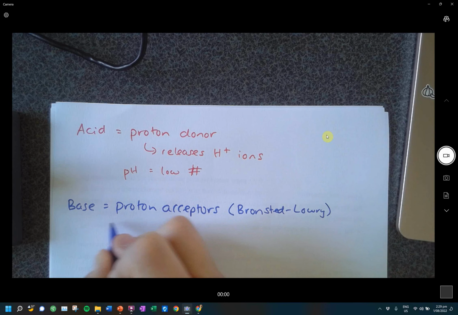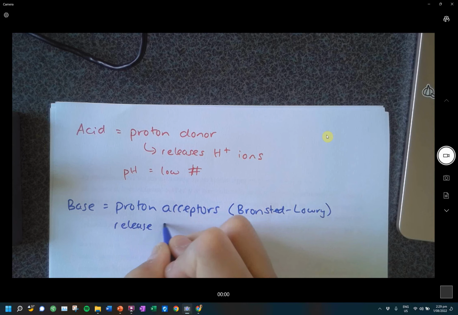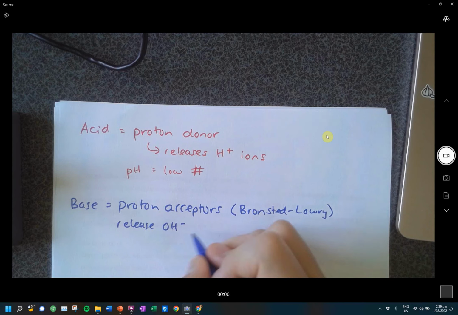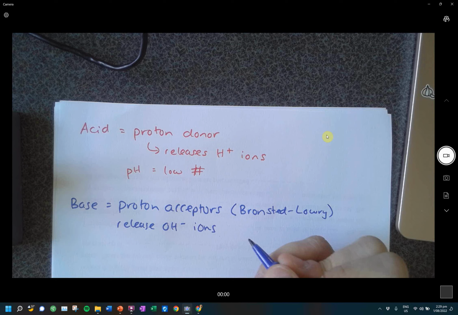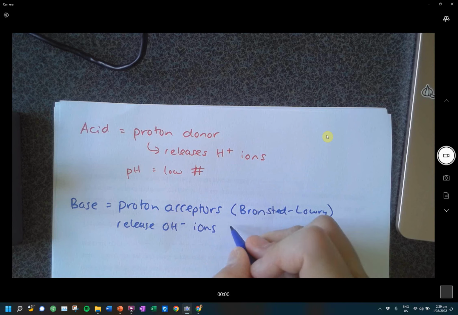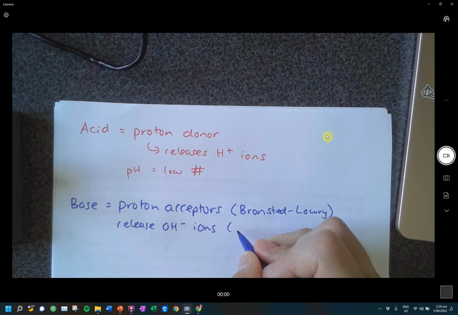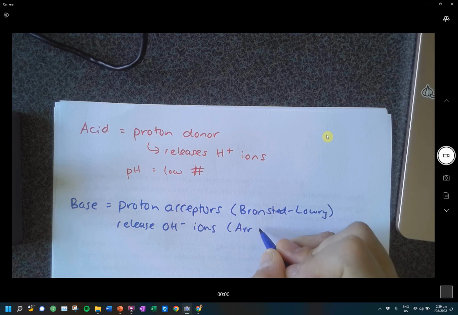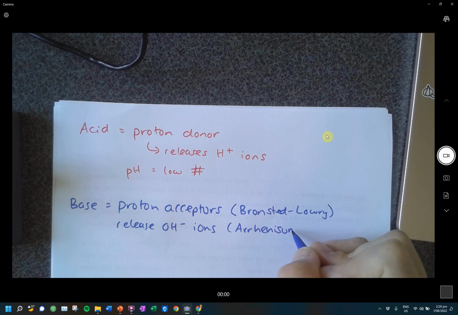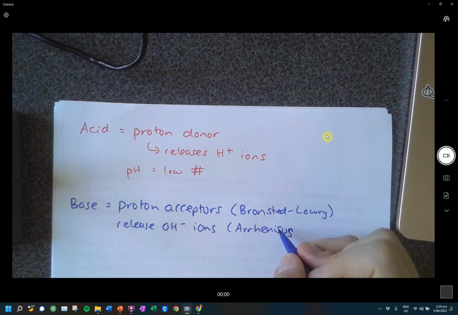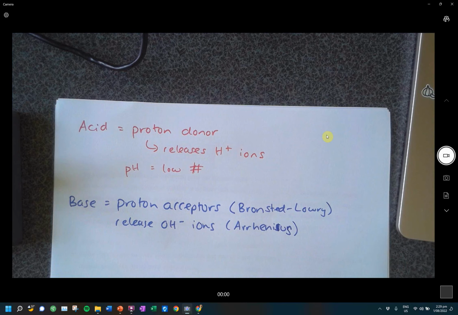The other way that we can describe bases is that they release OH ions. That's going to drive me nuts. I might have to try that again. And that's the Arrhenius definition of it. So just be mindful. There's 2 different ways you can define it, but they all basically do the same thing. Did I spell that right? There's no S here. There we go. So that's what we're looking at for our bases.